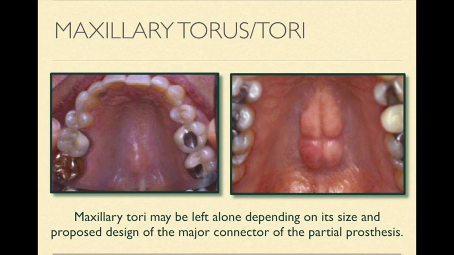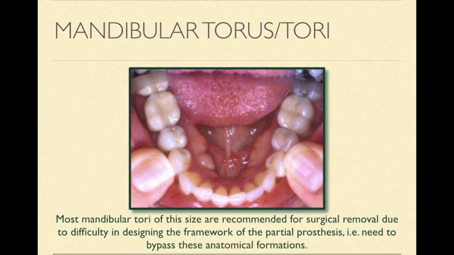However, some maxillary tori may be left alone, depending on their size and the proposed design of the major connector. We will discuss this later when we get into the major connector topic. Tori do not only happen on the maxilla, they can also happen on the mandible. However, due to our anatomical limitations, most mandibular tori of this size, like you see in the pictures, are recommended for surgical removal because they make it difficult to design the framework of a partial prosthesis.